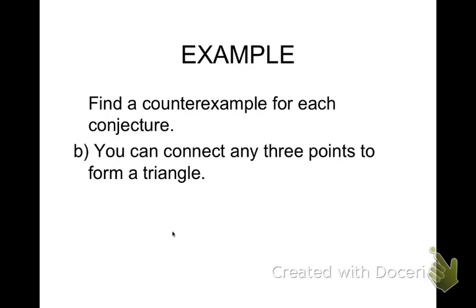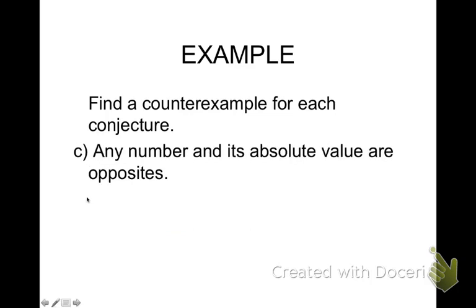And then the last one, any number and its absolute value are opposites. What does the word opposite mean? Like, what's the opposite of a positive? Negative. What's the opposite of a negative? Positive. So if I take the absolute value of any number, it always ends up being what? Positive, right? So it says any number and its absolute value are opposites. Well, what if you take the absolute value of a positive number? Doesn't it end up being positive? Are those opposite, 3 and 3? No. So that would be a counterexample.